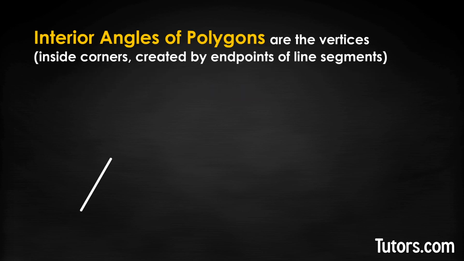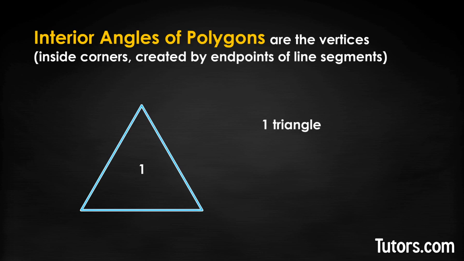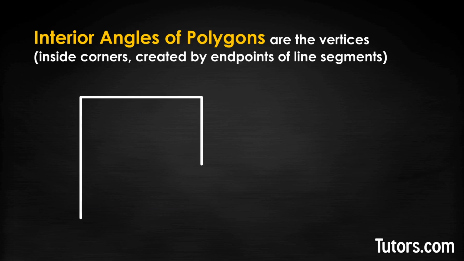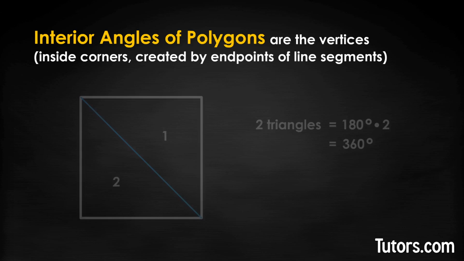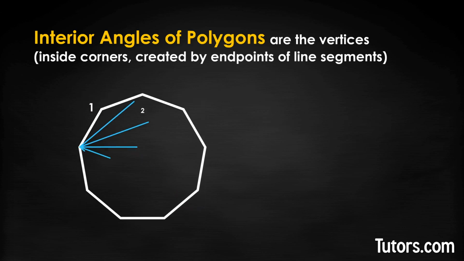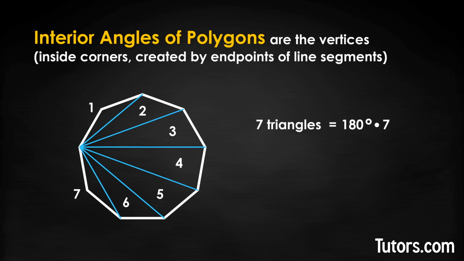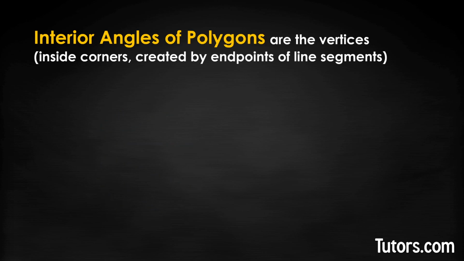For example, a triangle, of course, has one triangle that is 180 degrees. A quadrilateral has 2 triangles. 180 degrees times 2 equals 360 degrees. And a nonagon has 7 triangles. 180 degrees times 7 equals 1,260 degrees. However, that can get clumsy after a while.